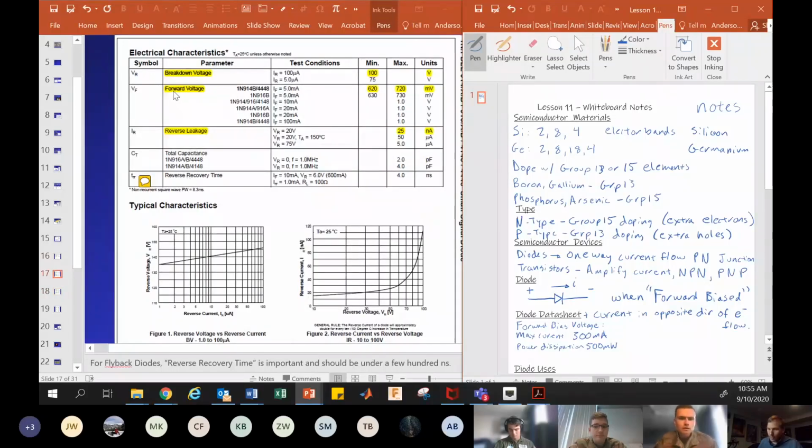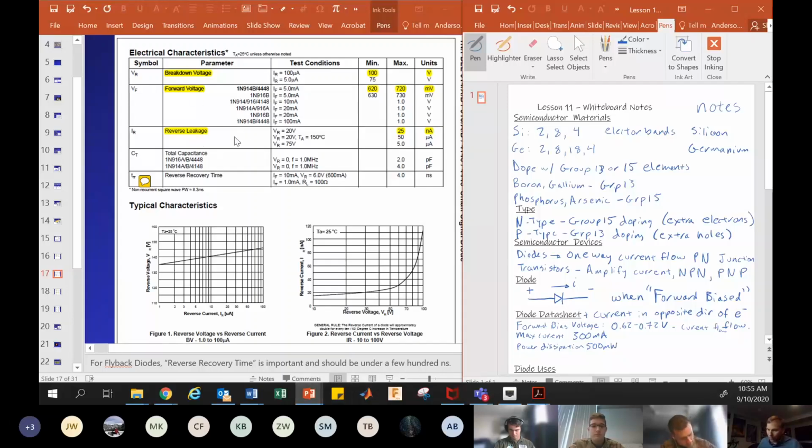Okay, here we see on page 2, forward voltage. And it says minimum 620, maximum 720. So it's in a range, and sometimes that range varies depending on temperature. So I'm going to say 0.62 to 0.72 volts. And this is going to allow current to flow. That's good. That's what we want.